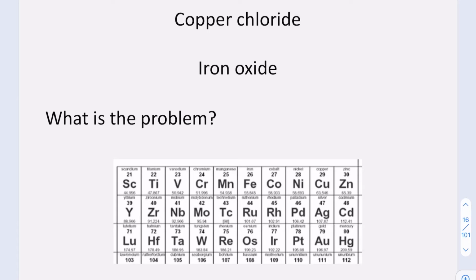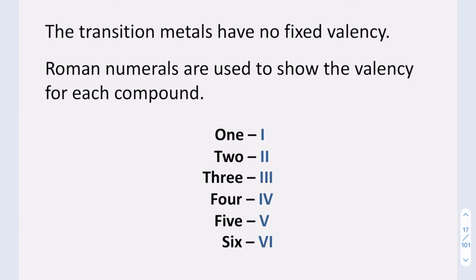So if I asked you to write the chemical formula for copper oxide and iron oxide, you'd probably think, what on earth am I talking about? You don't know how to do it. You can't find a valency for copper or iron. Which you are right, because transition metals have something called no fixed valency, so they can decide what they want due to loads of different things that you'll learn further up in chemistry.